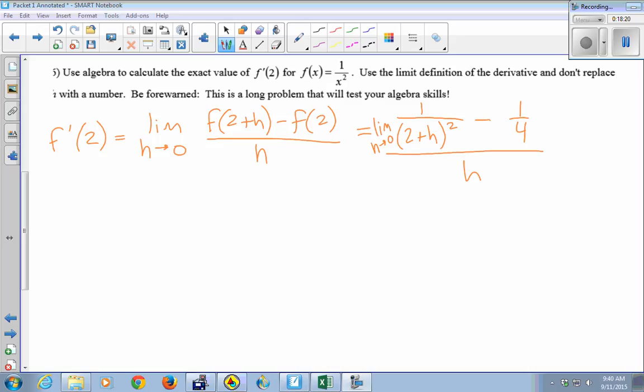Okay. So usually your goal is to get this h that's in the denominator, this all over h thing. You want that h to cancel. So you just do whatever you can think of to try to get that h to cancel.